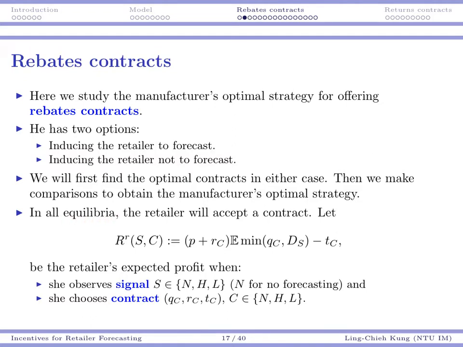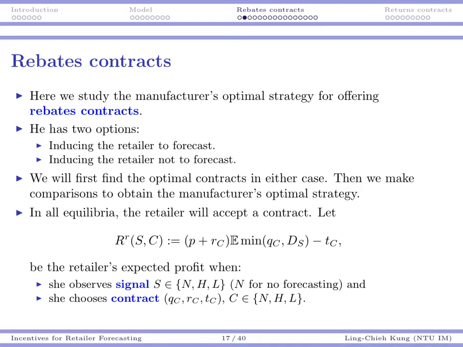In any equilibrium, the retailer will accept a contract. Why? Because the manufacturer always has the chance to decrease T, the fixed payment, so that the retailer is willing to accept the contract. If the retailer does not accept the contract, the manufacturer will earn nothing. So in equilibrium, the retailer will be induced to accept at least one contract.